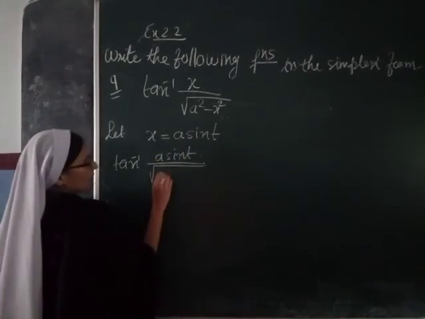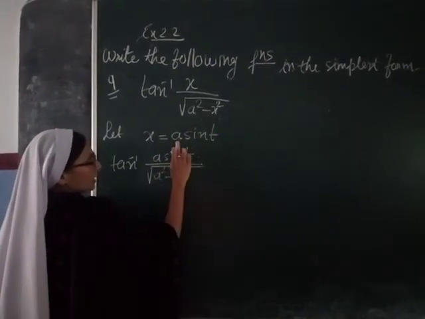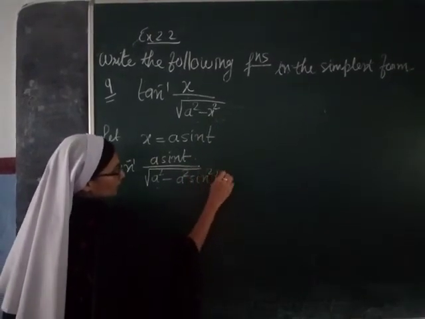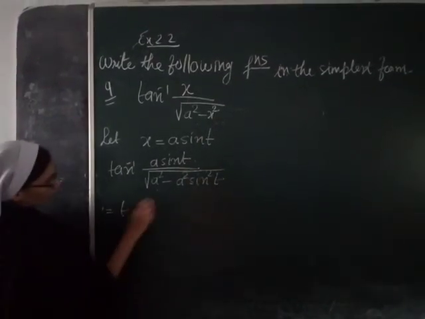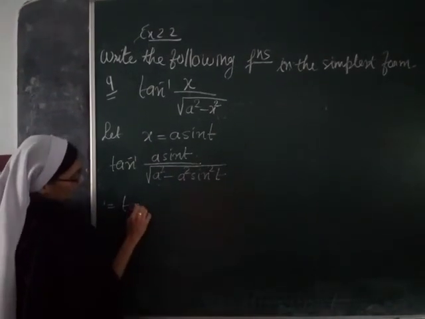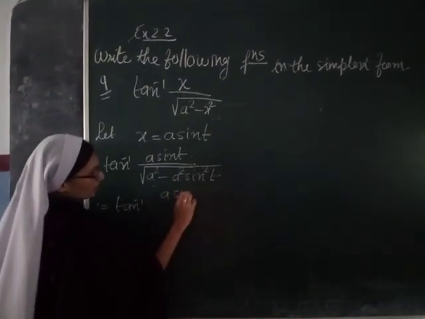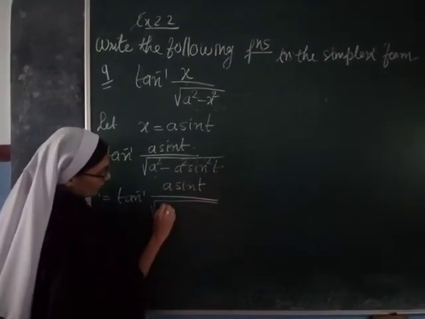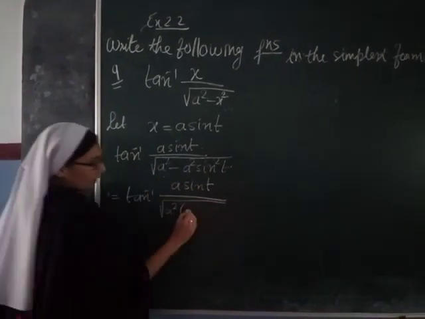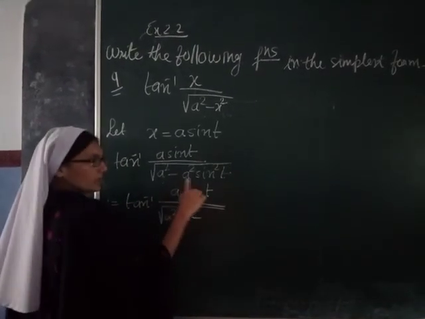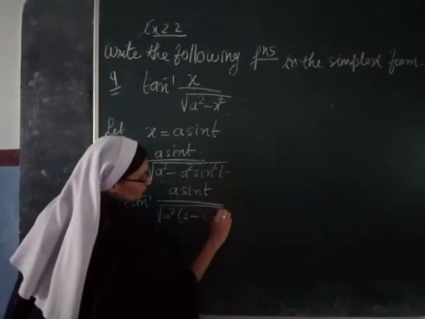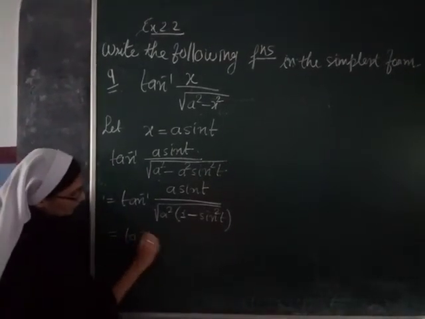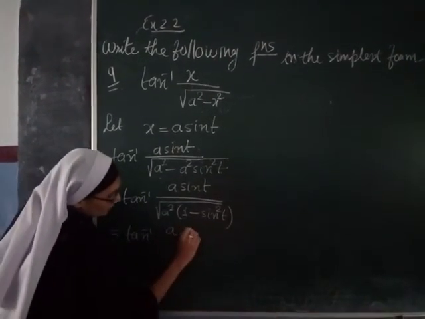Divide by square root of a square minus instead of x, a sine t whole square. That means a square sine square t. Then you can take out a square, tan inverse of x over the square root of a square. Here a square is taken out, remains 1 minus sine square t.